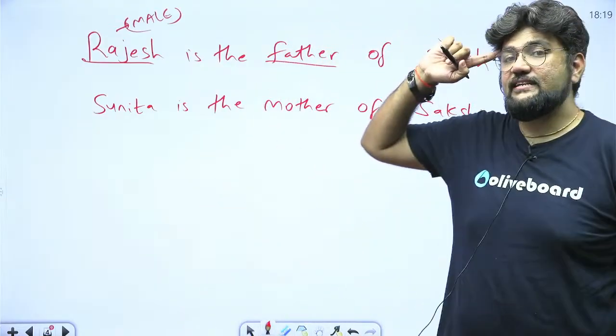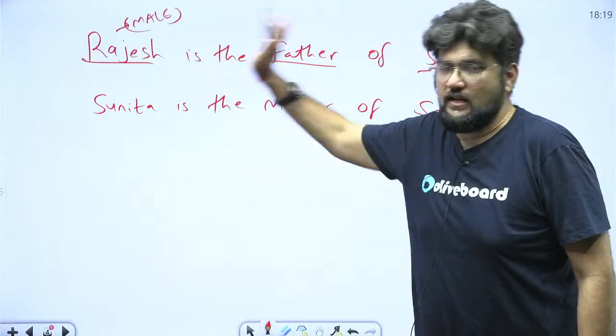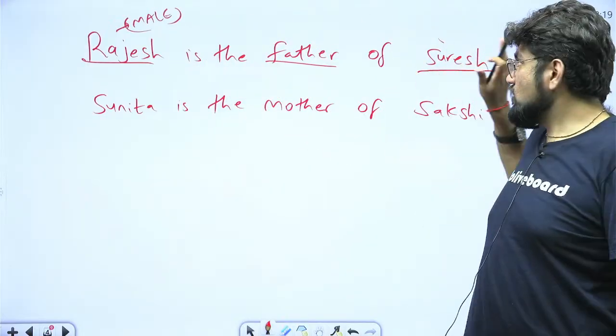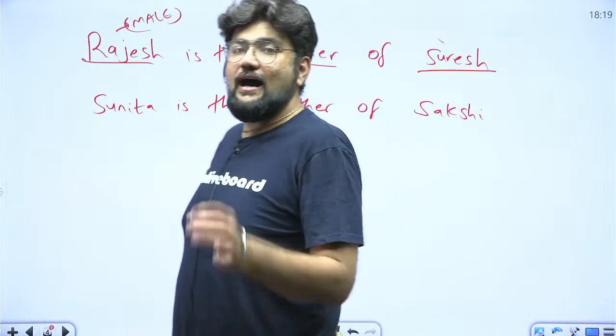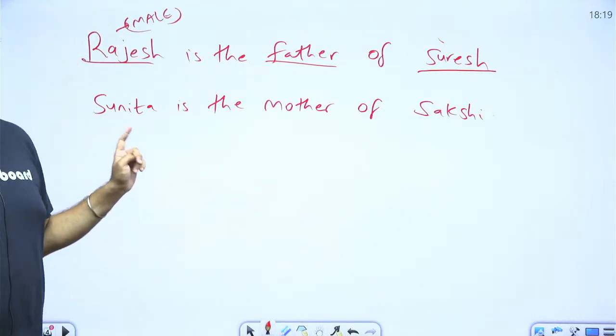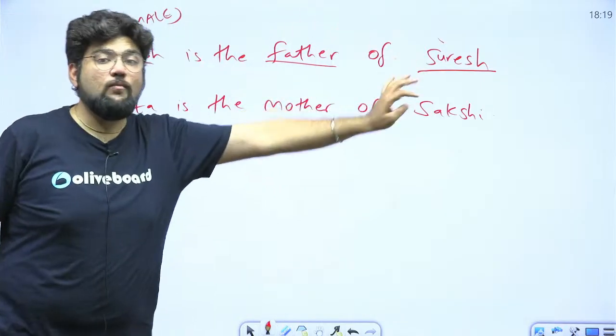But about Suresh, we are not sure. Again, your brain tricked you. Just reading the name, you thought that Suresh is a son. Suresh can be the daughter in your question also. You will not assume the gender of Suresh unless the question specifies. This is the rule which I was talking to you about. Rajesh is the father of Suresh. Perfect. Rajesh is a male. We don't know about Suresh.